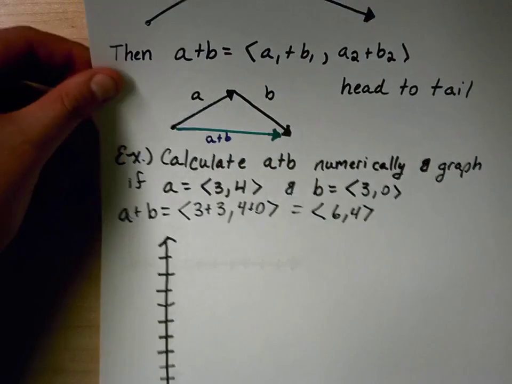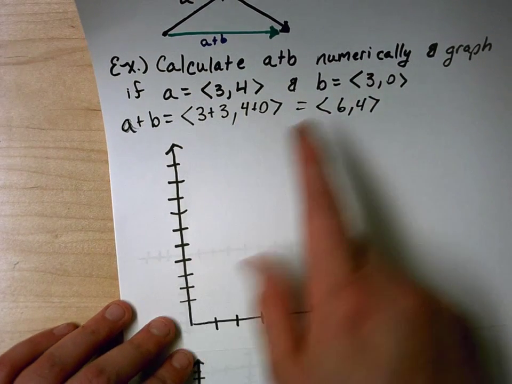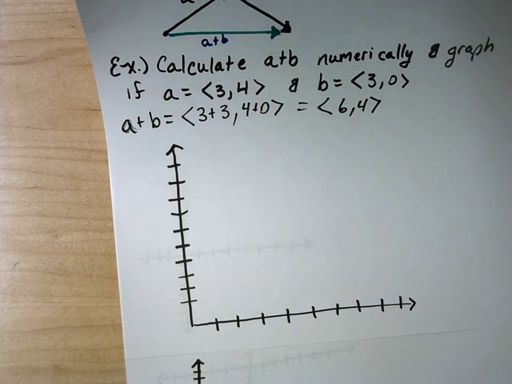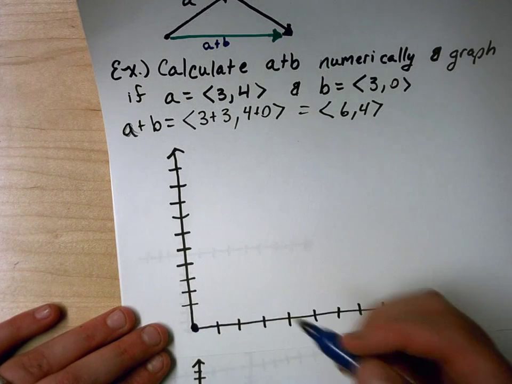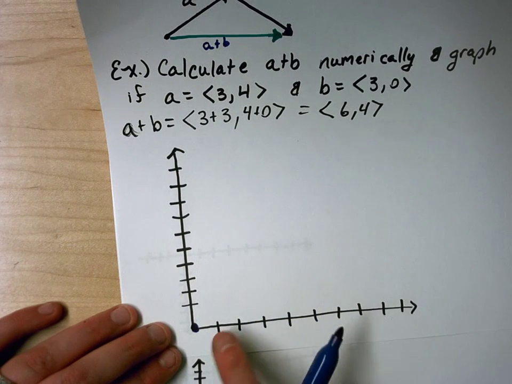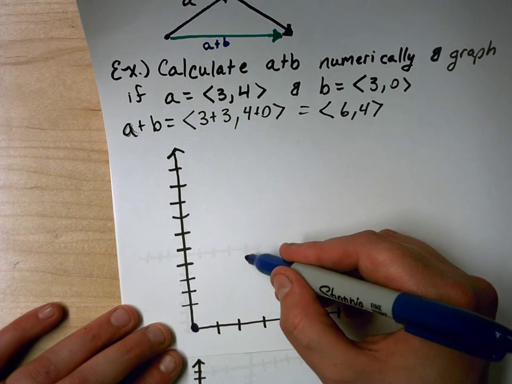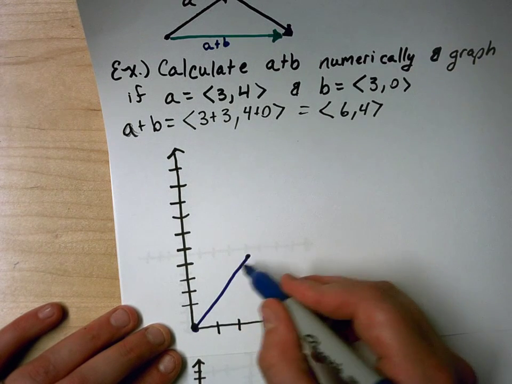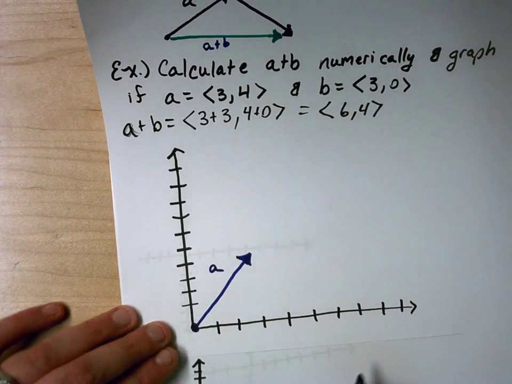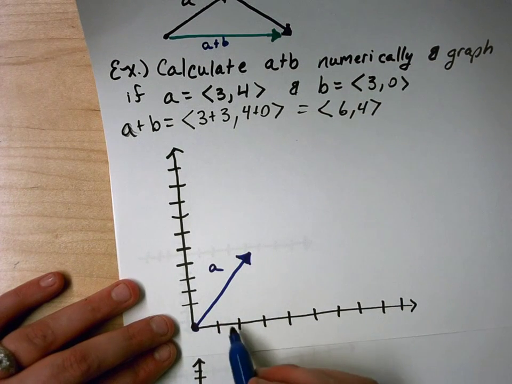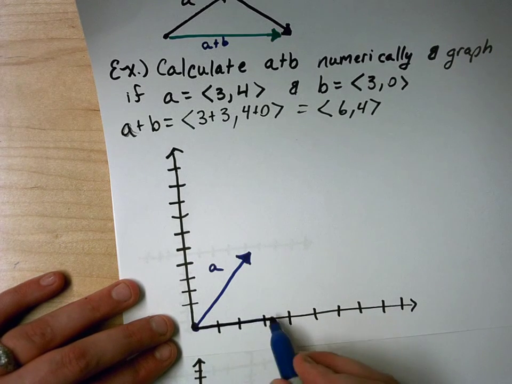All right, now let's do this graphically. I'm just going to draw a from the origin and b from the origin. When I draw a from the origin, that means its tail is going to start at 0, 0, and then I'm going to go 3 horizontally and 4 vertically, so it's going to be about right here. So this is my A. And then my B, I go over 3, and it's 0, so I don't go up at all. So it just goes like this.